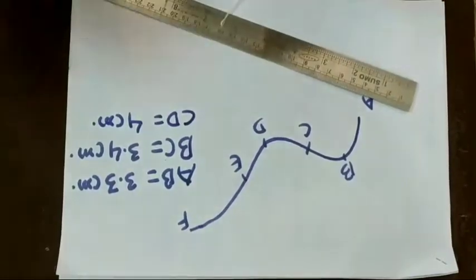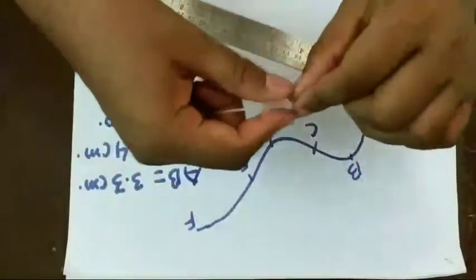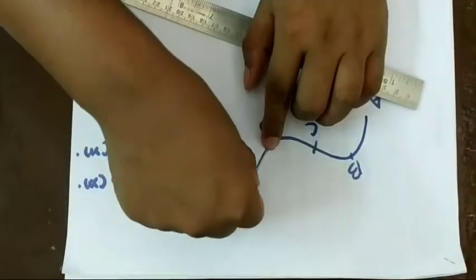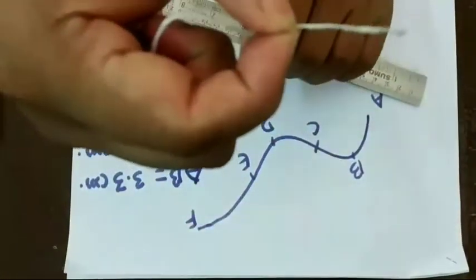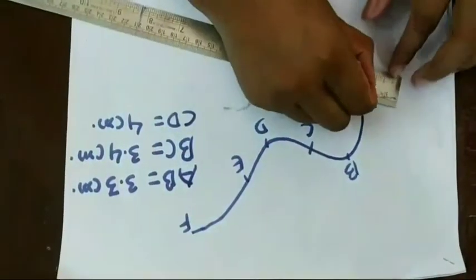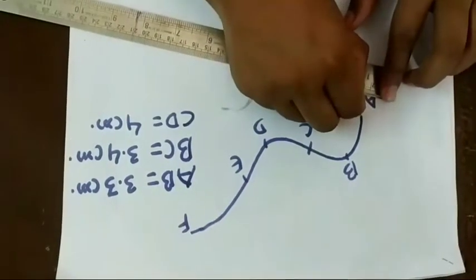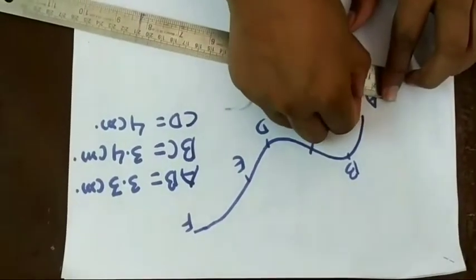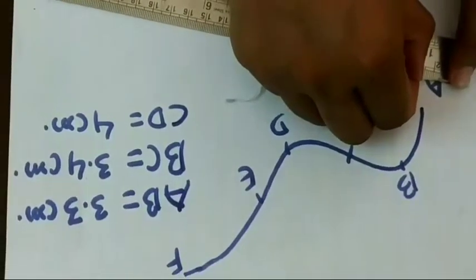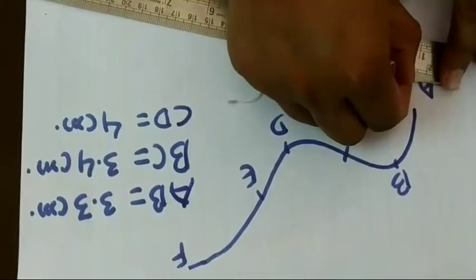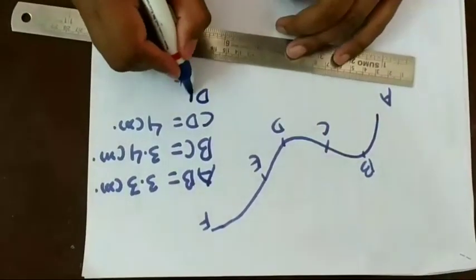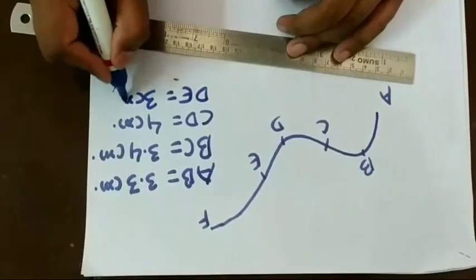Now find the length of DE, okay. This is the length of DE, and find the length of DE on the scale. Exactly 3 centimeter. The length of DE is exactly 3 centimeter, okay. DE is equal to 3 centimeter.